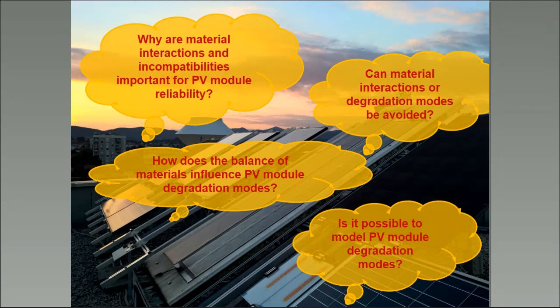So as a motivation, I pointed out some questions that may be a guideline for the next 20 minutes during my presentation. So what I want to answer a little bit is, why are material interactions and material incompatibilities important for PV module reliability? I want to answer the question if material interactions or degradation modes can be avoided. I want to show how the balance of materials influences the various degradation modes, and also tackle the question if it's really possible to model PV module degradation modes.